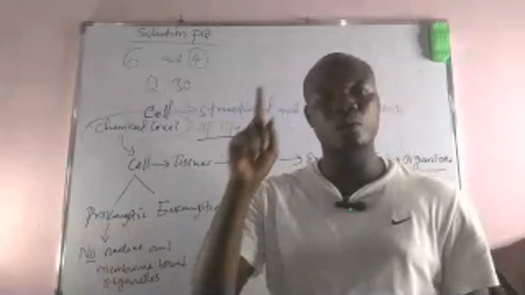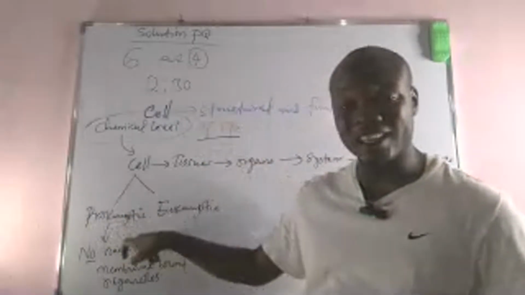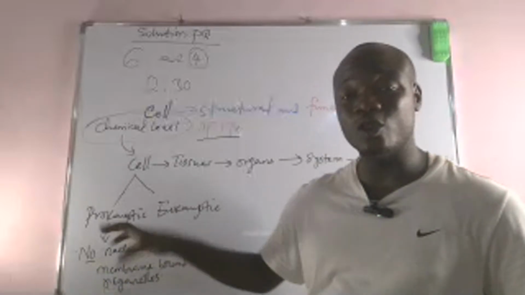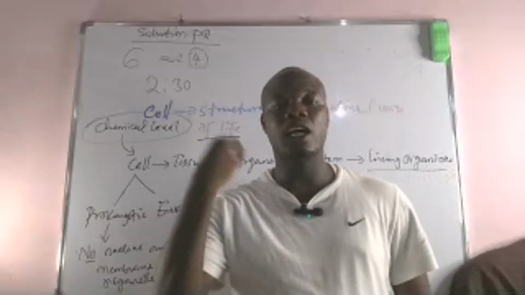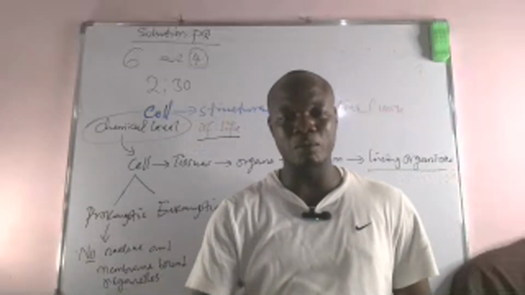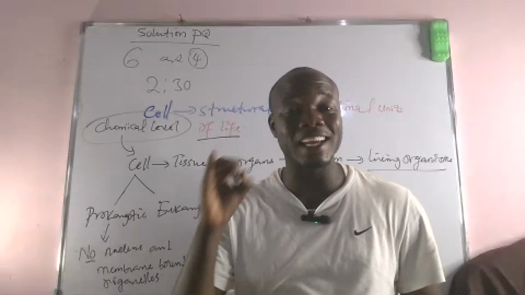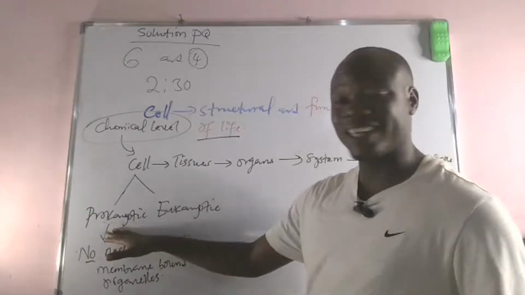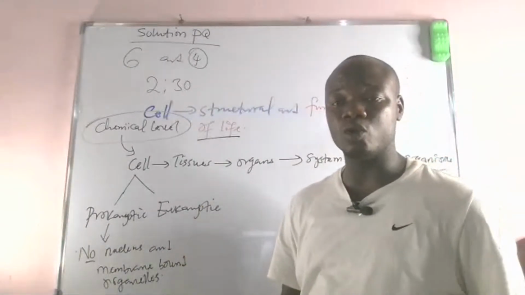Whenever we say prokaryotic cell, it means a cell or cells that don't have a nucleus. They don't have a nucleus and membrane-bound organelles. What are membrane-bound organelles? Mitochondria and Golgi body are examples of membrane-bound organelles. So prokaryotic cells are cells that don't have a nucleus and membrane-bound organelles.